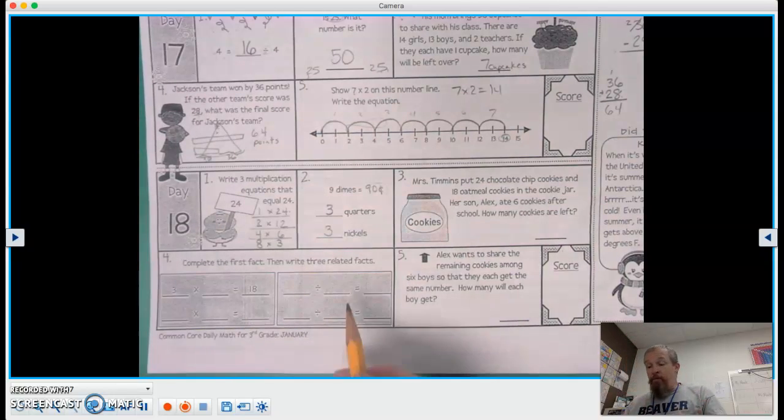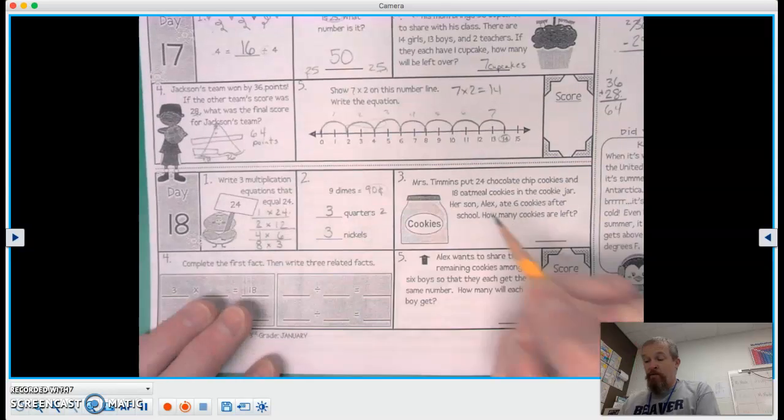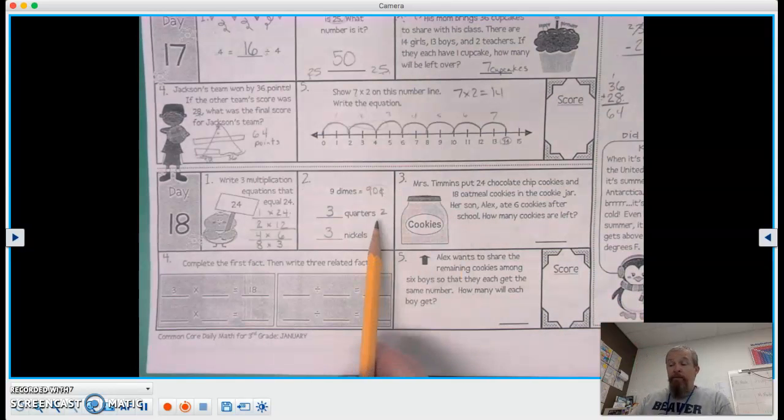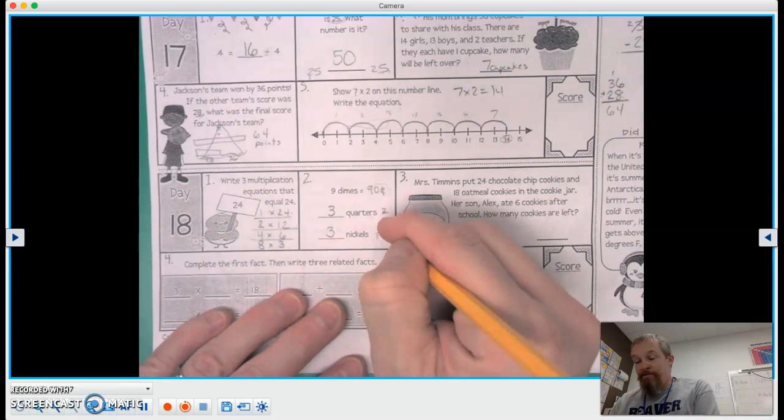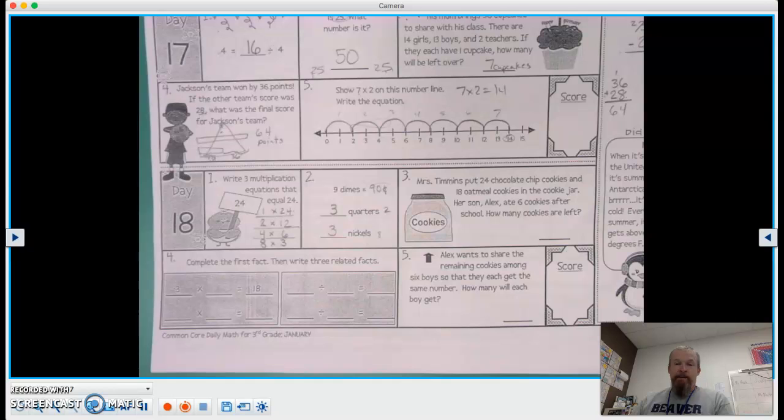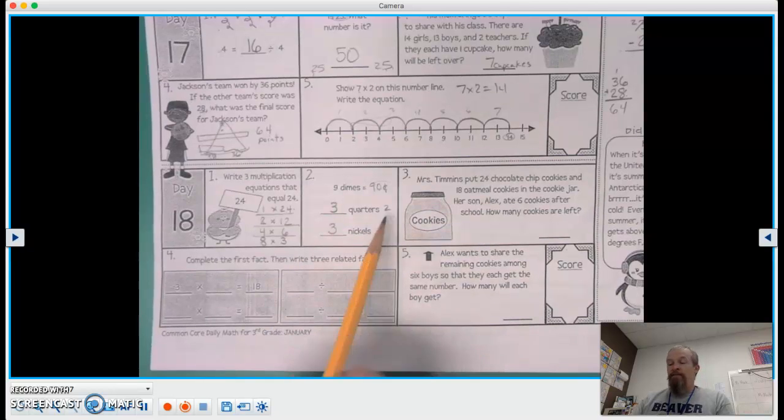Now maybe you do it a different way. Maybe you do 2 quarters, which puts you at 50 cents. Then you'd have to go 55, 60, 65, 70, 75, 80, 85, 90. And then you would have 8 nickels, because 8 nickels is 40 cents. 2 quarters is 50 cents.